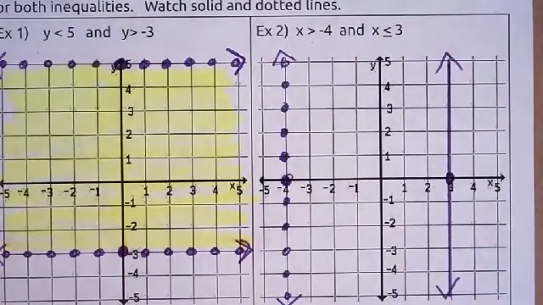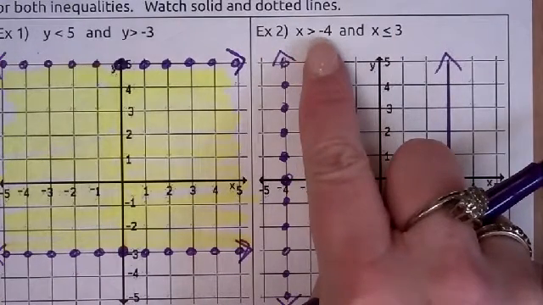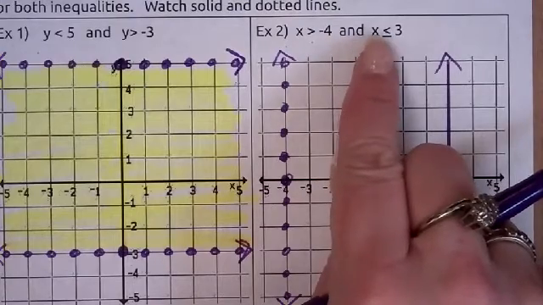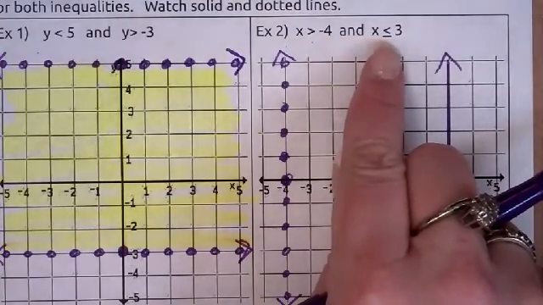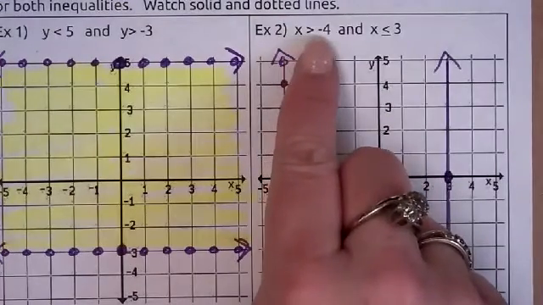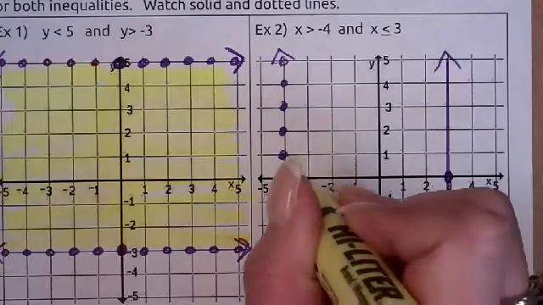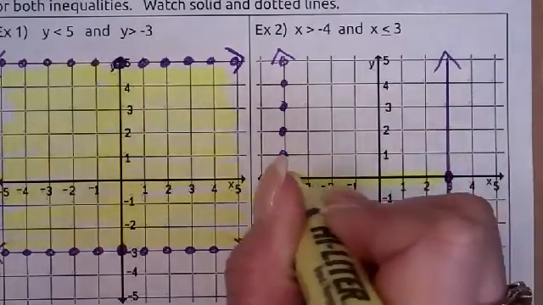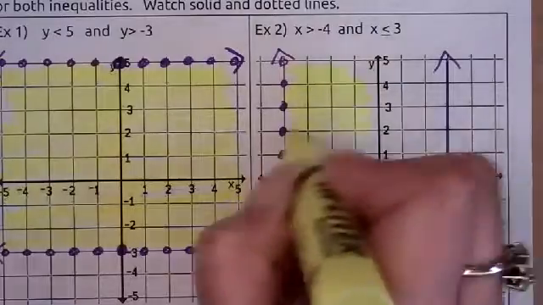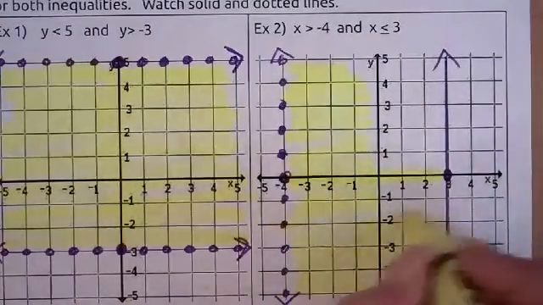Now, I want you to think about what the inequalities is saying. It's saying x has to be larger than negative 4, and it also has to be less than or equal to 3. So where do I find the numbers on my x-axis that are larger than negative 4 but smaller than 3? I find them right in there, in between those two lines again. So that's what I'm going to shade. I'm going to shade right in here in between those two lines.